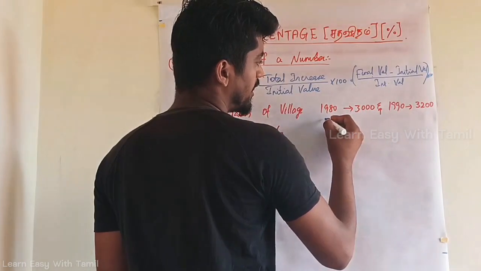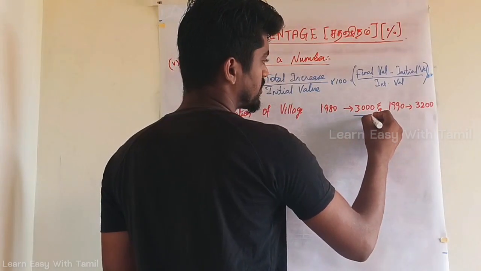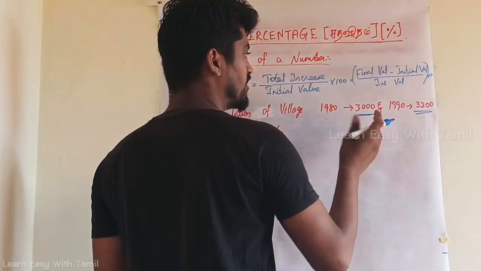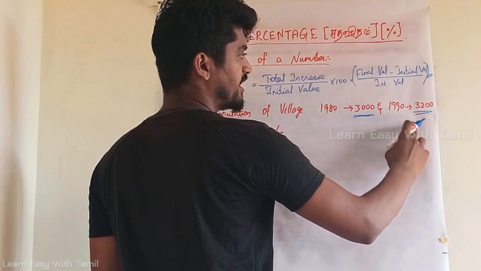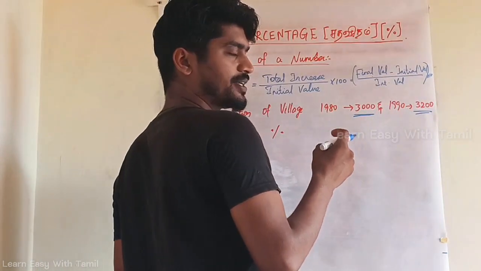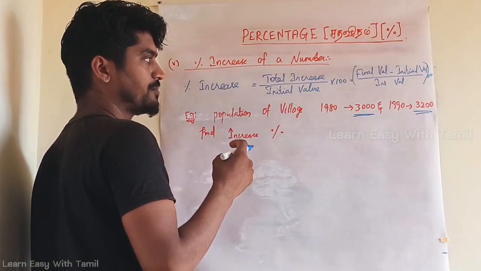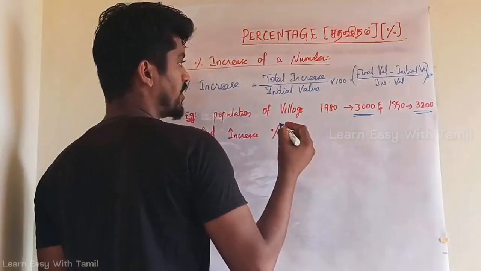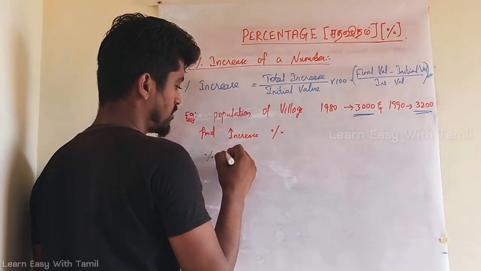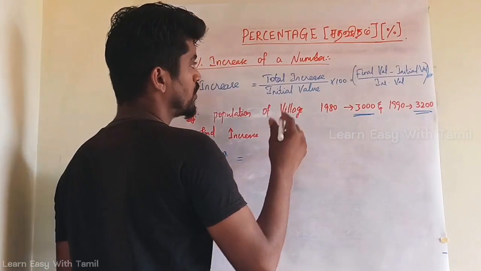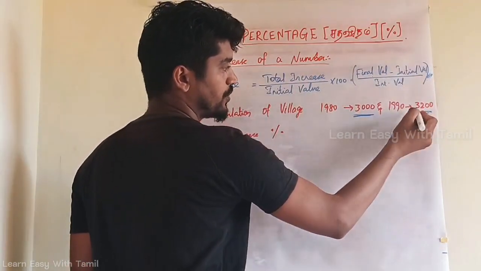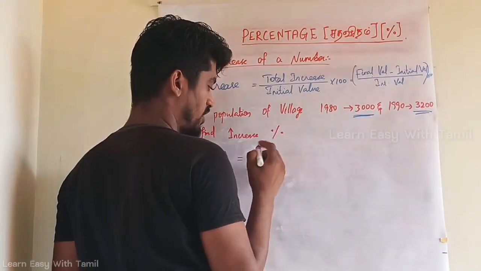In 1980, the total number of persons in the village is 3000. In 1990, it is 3200. Compared to this value, in 1990 the number of people has increased. So we have to find by what percentage the number of people has increased. We have to calculate with the formula: percentage of increase is equal to total increase, that means final value minus initial value, the difference between the higher value and the lower value.